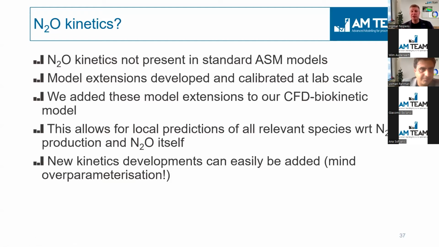And that allows you now to make local predictions of all the relevant species that have an impact on the generation of N2O and also of the N2O concentration itself. And if new kinetics would be further developed, they can easily be added, just like adding more mechanisms and species in a Gujer matrix, as we are typically familiar with.